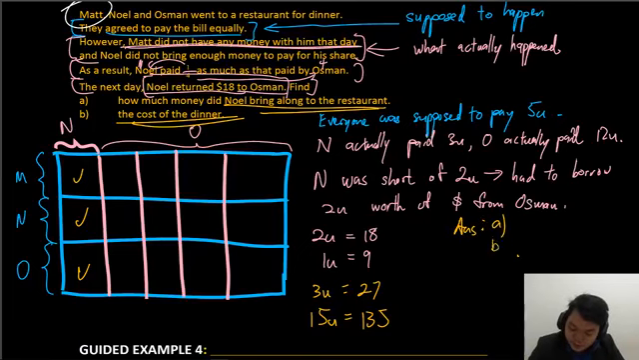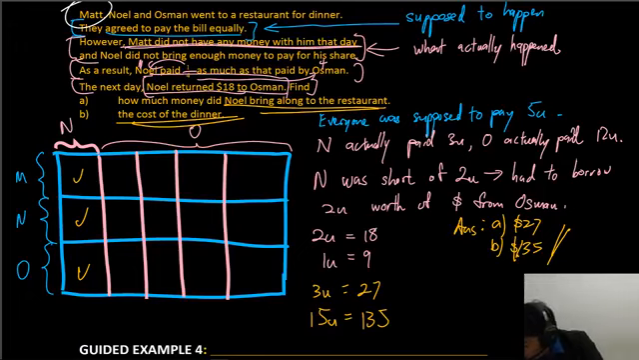So your answers here: for A, this will be $27. And for B, this will be $135. Okay? No, not 9 units. It's 2 units. 2 units is $18. Okay, very good.